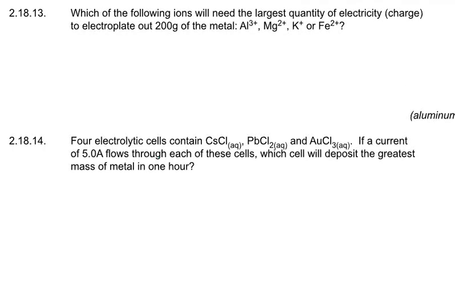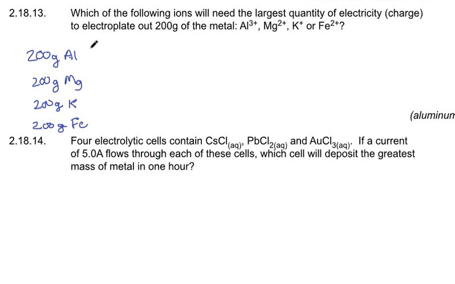Welcome back. Yes, there are more practice problems. They keep on coming. This, at least, is something we've seen before. They're asking what quantity of electricity, in other words, charge, in other words, how many electrons would it take to make, and they even use 200 grams again, but for new metals. So we're considering 200 grams of aluminum, 200 grams of magnesium, 200 grams of potassium, and 200 grams of iron.